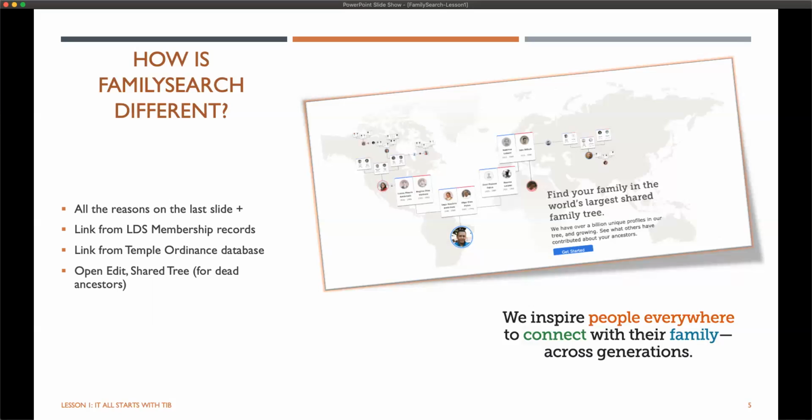But probably the biggest difference that very few people know about, that can make things challenging if you're not keeping it in mind, is that FamilySearch runs an open edit shared tree. That's specific to ancestors that have passed away.